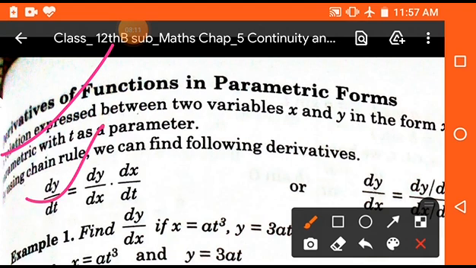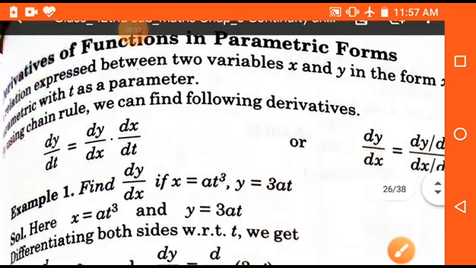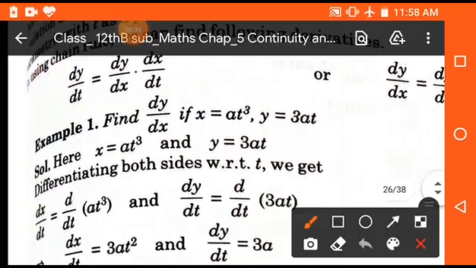So here you see that dy upon dt will be equal to dy upon dx into dx upon dt. It means that first of all you will differentiate y with respect to x, and then x with respect to t, because your final differentiation is dy upon dt. That means you have to differentiate y with respect to t. So y is a function of x and x is a function of t. Clear? Now taking some examples, you can easily understand.